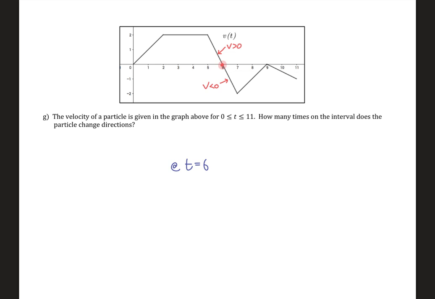Oh, sorry, this says how many times did it change direction? So at t equals 6, but then that's just one. That means it changed directions just one time.